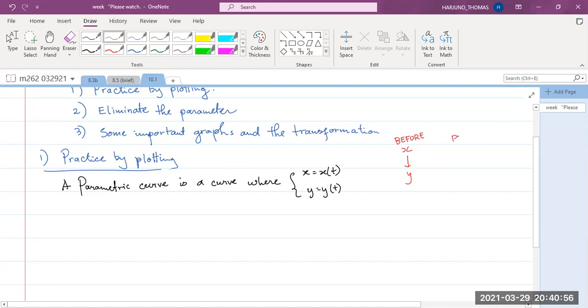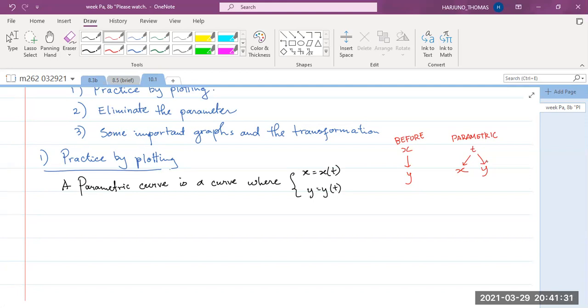Now, in parametric curve, both x and y are functions of t. Okay, so they are not totally independent, but they are not directly dependent either. You see what I mean? Both of them are functions of parameter t, and we use t most of the time because it represents time.